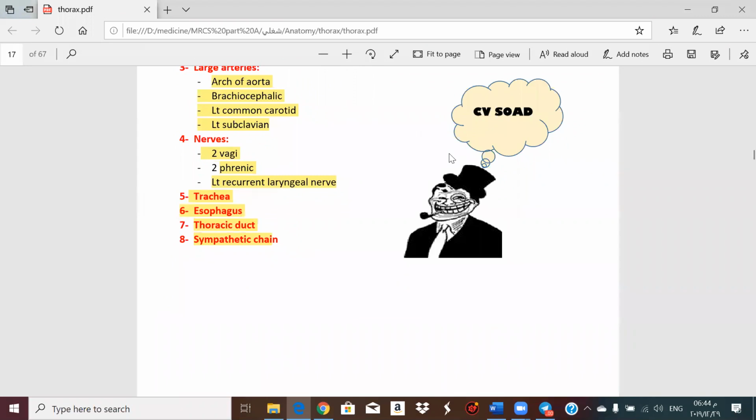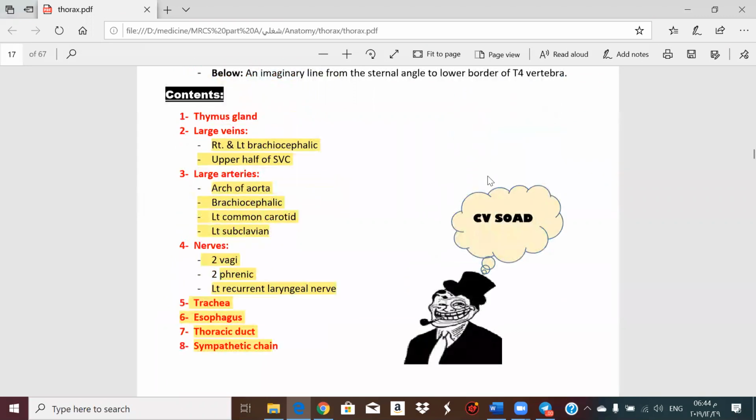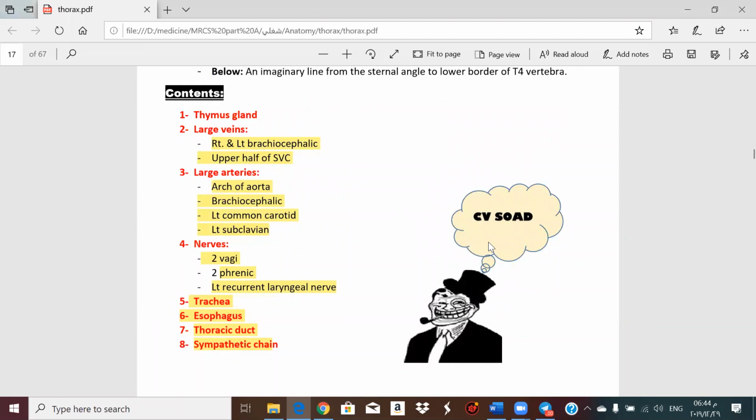So these are the contents of superior mediastinum in a very simple mnemonic. C for the chain, which is called sympathetic chain. V is for the vagus nerve, and vagus will remember you with his son and brother. Son is left recurrent laryngeal, brother is phrenic nerve. S for superior vena cava, not alone, with its tributaries, right and left brachiocephalic veins.